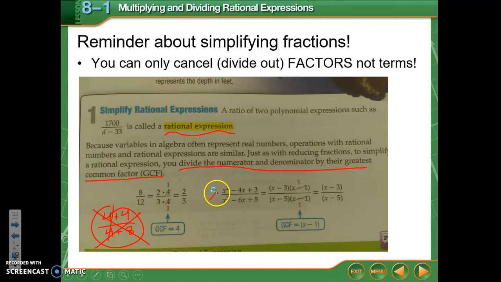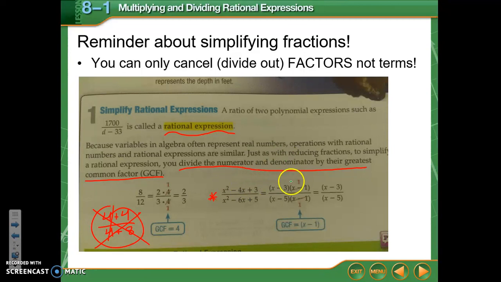So if we look at this example here, this is a rational expression that has a quadratic expression in the numerator and the denominator. It would be wrong to just cross out the x squareds, because those are terms, not factors. They're being added and subtracted. So instead we have to factor first. In fact, our motto for this chapter is going to be factor first, always, always factor first.